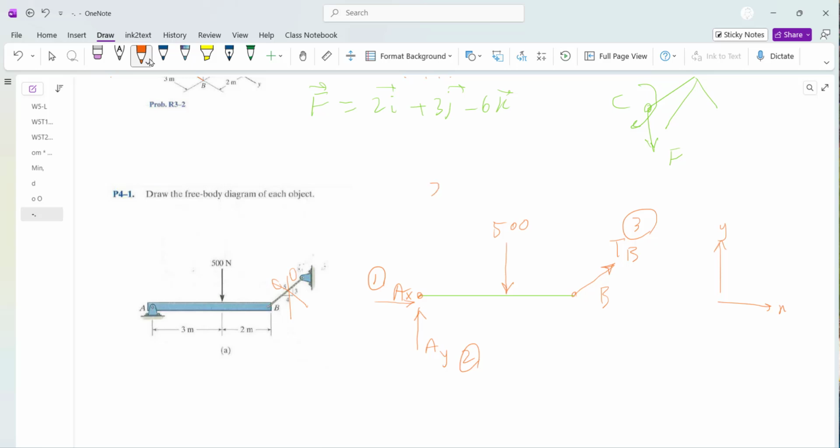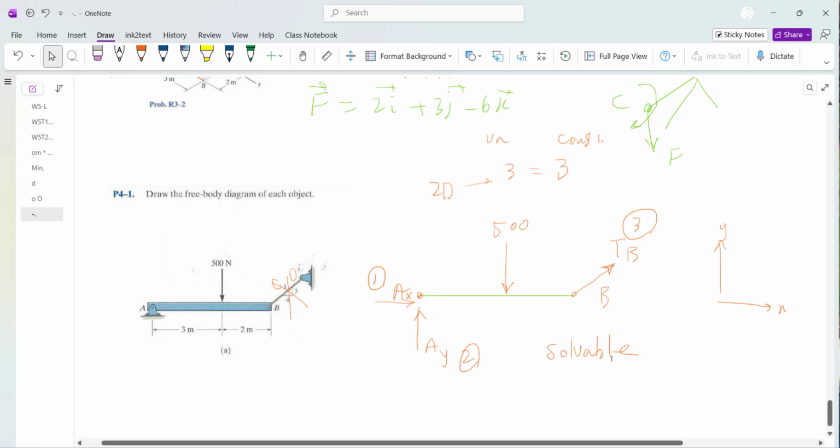And with the two-dimensional free body diagram, if the number of unknowns is 3, that is equal to the number of constraints we have. So this is the constraints. This is the number of unknowns, and if they are equal, this free body diagram is solvable. So that is called statically determinate. So this free body diagram is statically determinate.